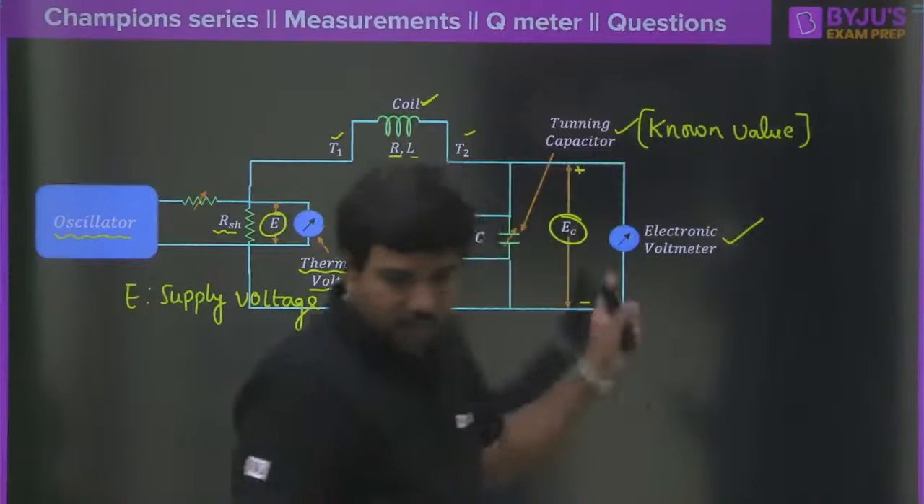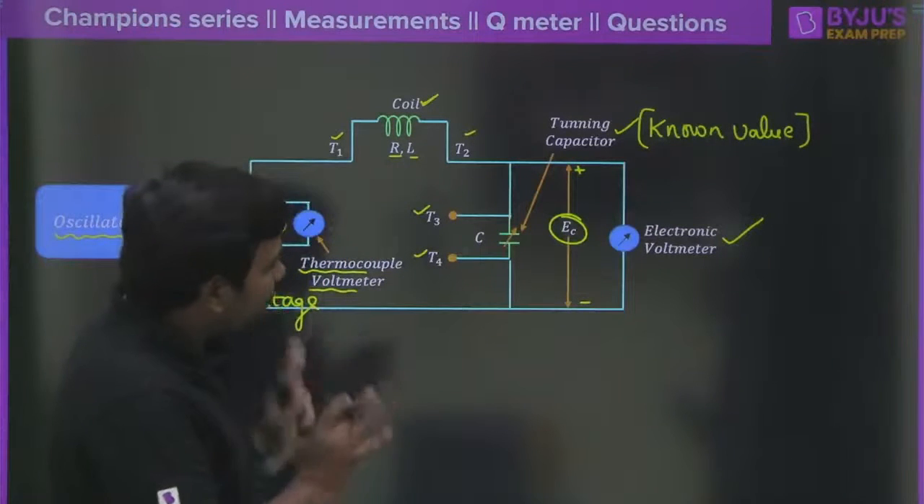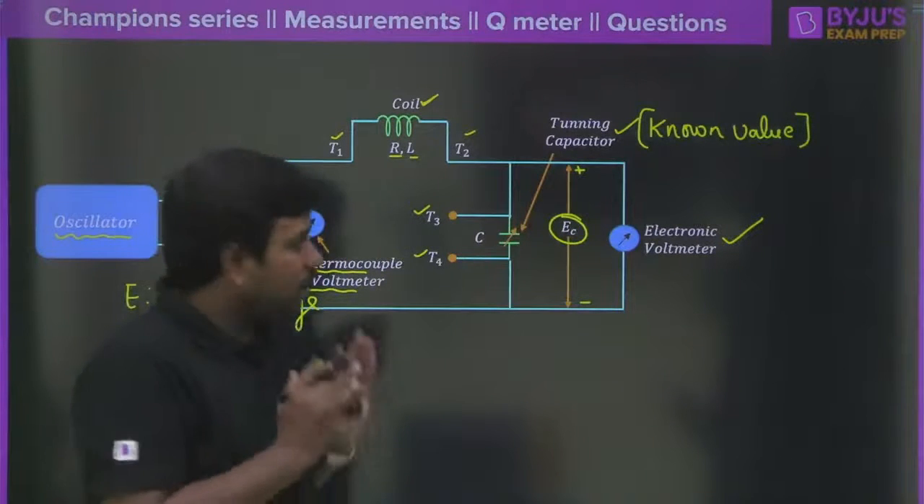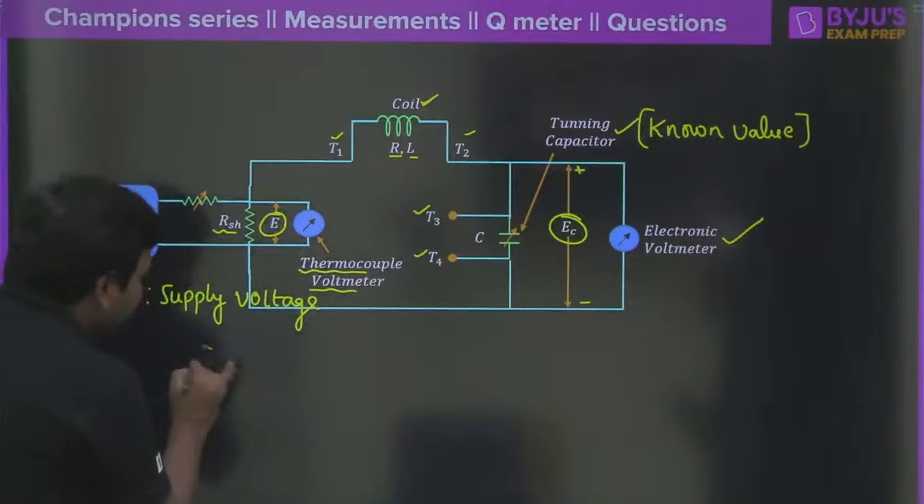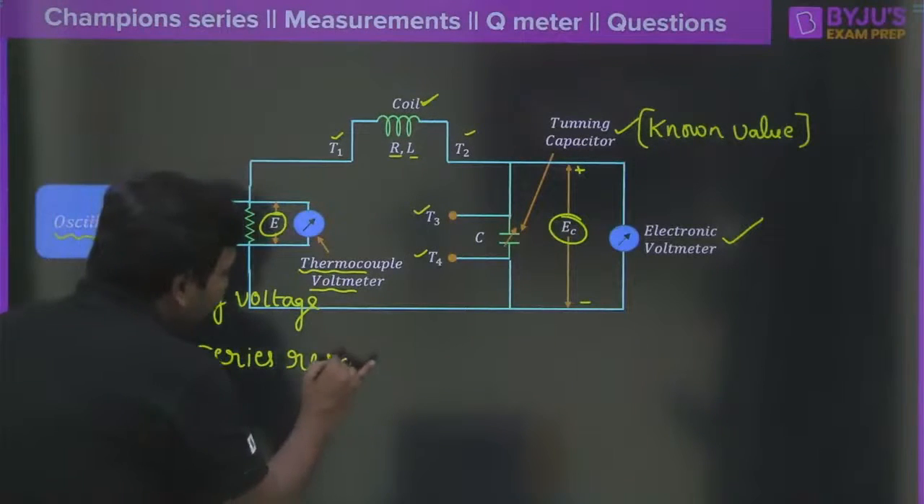With the help of electronic voltmeter. I hope you understood this. Now, how does this particular device function? This particular device functions based on the series resonance here. So let me write this down as series resonance.